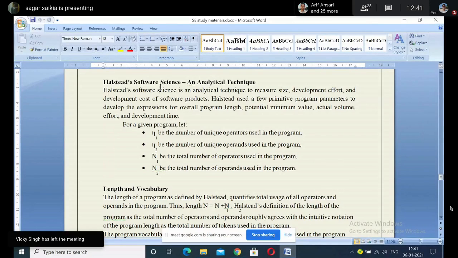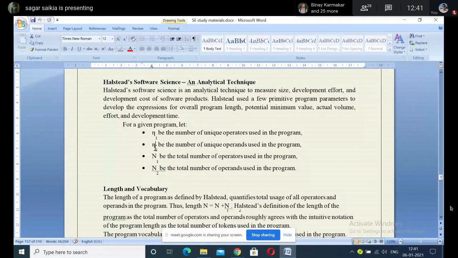For this, he laid down four parameters: eta 1, eta 2, N1, and N2. Eta 1 is the number of unique operators used in the entire project. An operator may be logical, assignment, scope resolution, relational, and so on; there are many different ones. Eta 2 is the number of unique operands: how many variables, how many types of data, how many data members we have used. This will give me the numbers.